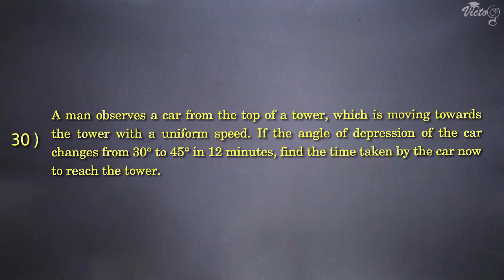Question number 30. A man observes a car from the top of a tower which is moving towards the tower with a uniform speed. If the angle of depression of the car changes from 30 degrees to 45 degrees in 12 minutes, find the time taken by the car now to reach the tower.